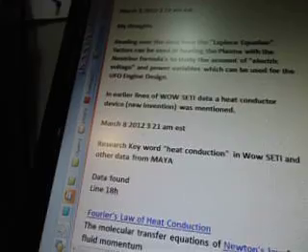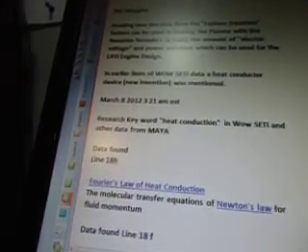I tried to look for it and I couldn't find it. I did find it. Never mind. So March 8, 2012, 3:21 a.m. Research keyword: heat conduction in Wow Seti and other data from Maya. So that means all my notes are on here.